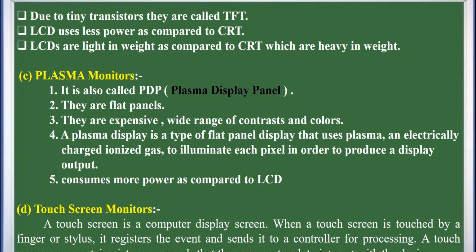Next is plasma display. Beta, plasma display is also called PDP. PDP stands for plasma display panel. Such type of monitors are able to display a wide variety of colors, wide contrast of colors. It is basically a flat type monitor, flat in size, and the power consumption is more as compared to LCD. Next is touch screen monitor.